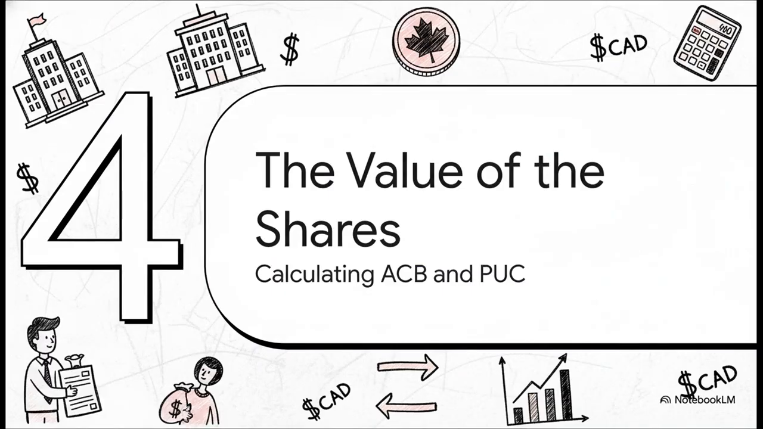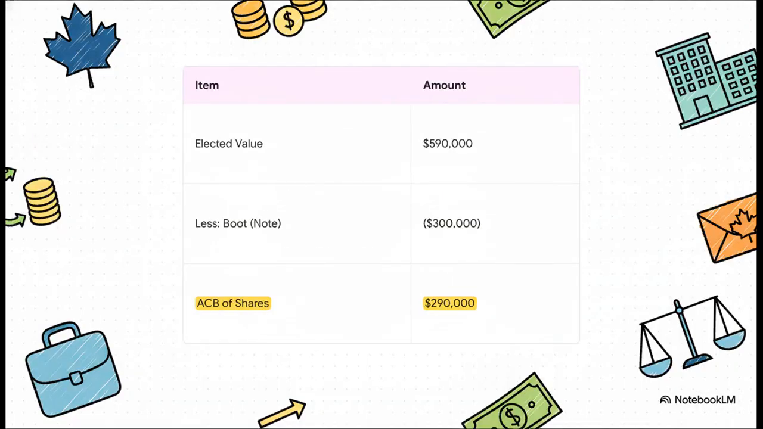All right, let's switch gears a little. In exchange for this asset, Lucy got two things back, that note and some shares in MJ Corp. So now we need to figure out what's the tax value of those new shares. Okay, so there's a formula for this, and it's actually pretty logical. To find the cost base of her shares, we start with the elected price she chose, $590,000. Then we just subtract the value of anything she got that wasn't a share, the boot. In this case, that's the $300,000 note. 590 minus 300 leaves us with an adjusted cost base, or ACB, of $290,000. And that number, that ACB, is super important because it's what she'll use to figure out her capital gain way in the future when she decides to sell these shares.